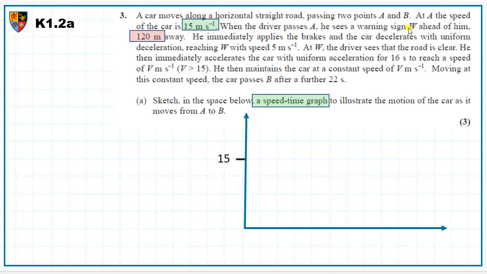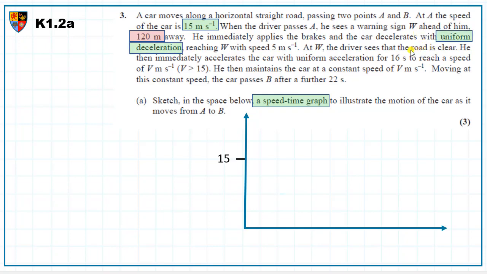Note, the next piece of information that's useful is the fact that it's 120 meters away. It's useful, but it's not useful for the graph. That's something we're probably going to use for part B or part C. Not sure as yet, but for part A, for sketching a speed time graph, we're not putting the distance in the graph. We don't need that. But I've highlighted it. It's going to be useful at some point.